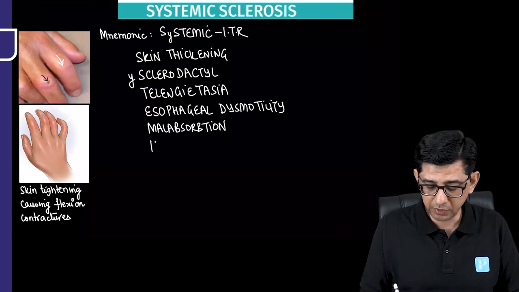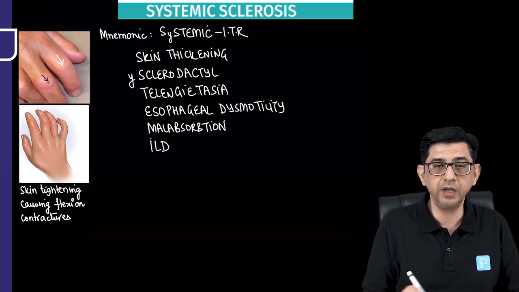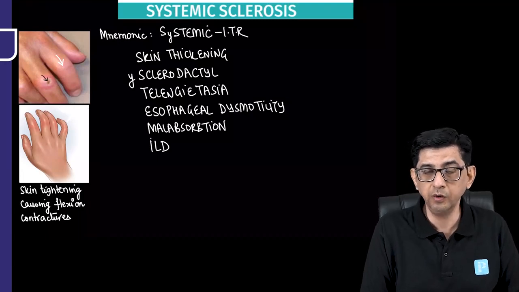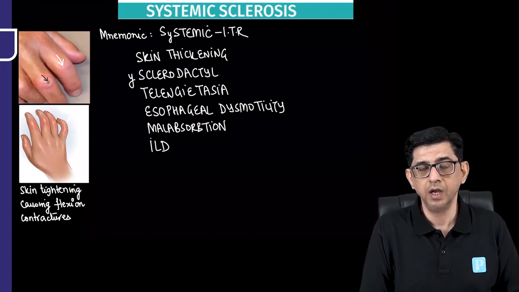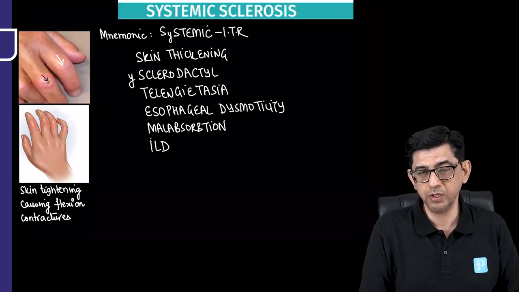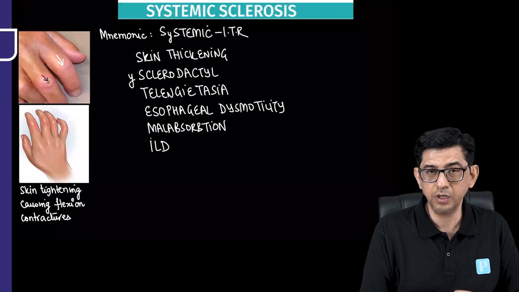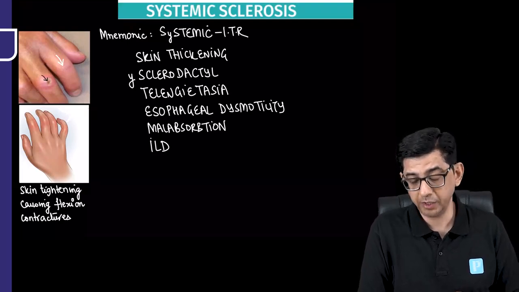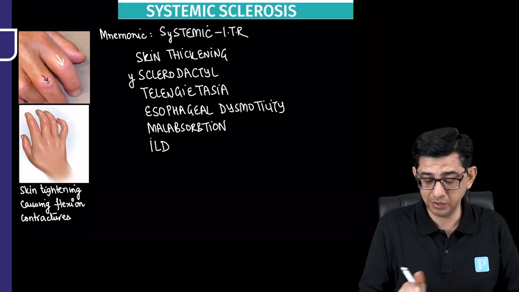Then the next manifestation that I'm writing, the alphabet I in systemic, is one of the main reasons why these patients would be dying. That is interstitial lung disease, subsequently responsible for the development of pulmonary artery hypertension. In most cases, it is a combination of interstitial lung disease and pulmonary artery hypertension which results in death in these patients.